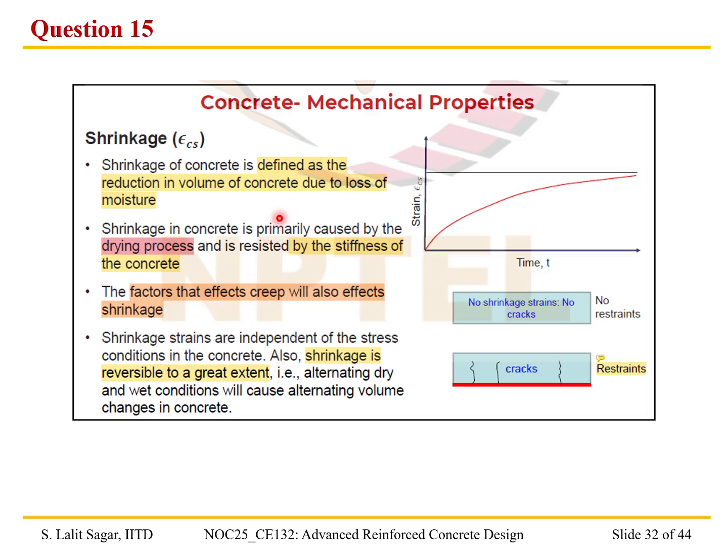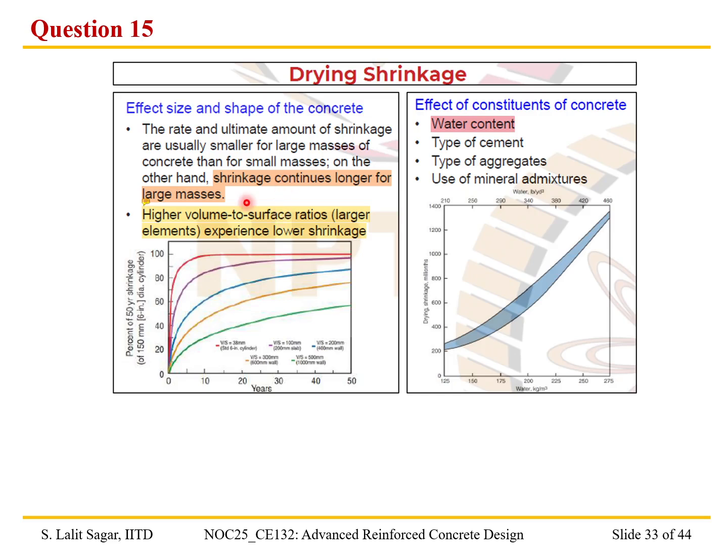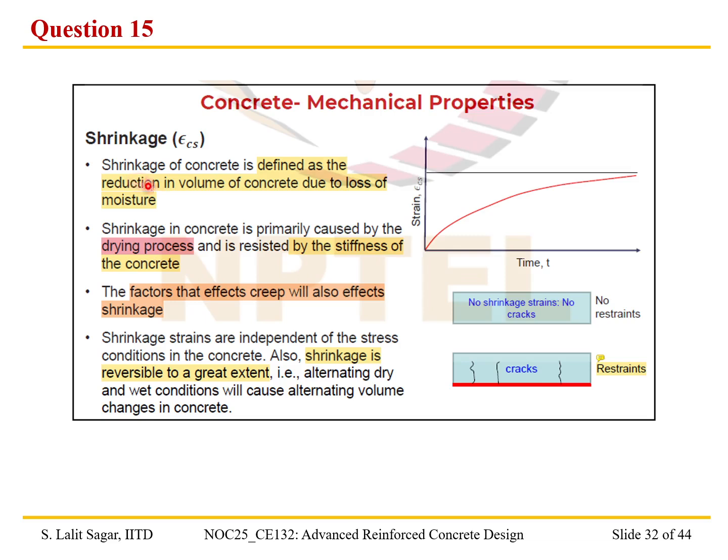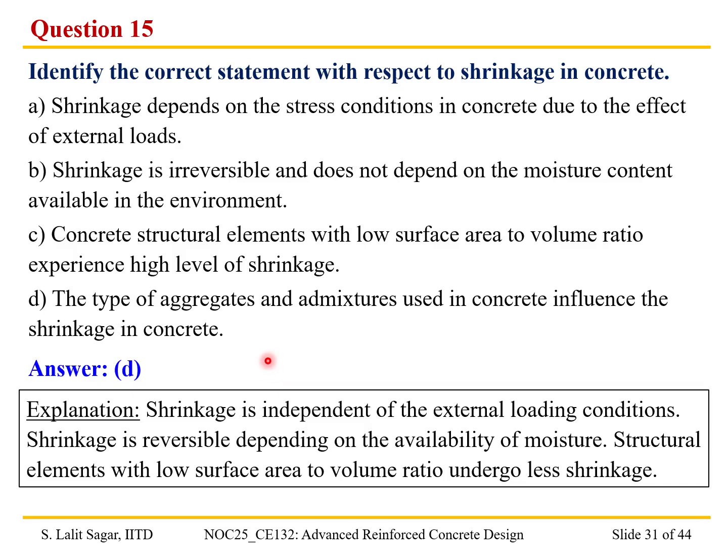Shrinkage, as we can see, can be reversed because of the moisture content, right? It is reversible to a great extent depending on the moisture conditions. And concrete elements with low surface area to volume experience high level of shrinkage. No, it is actually the opposite. If you are having a low surface area, then the level of shrinkage is also reduced.